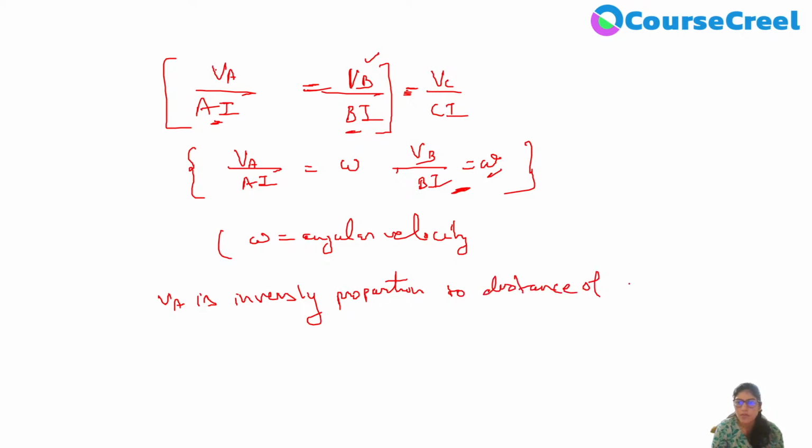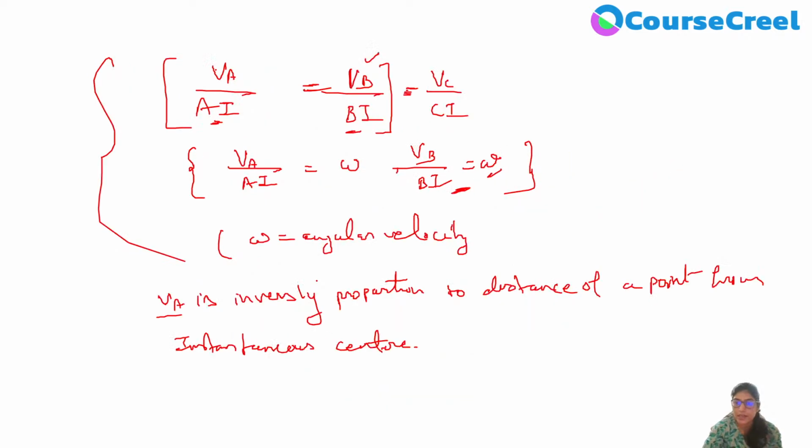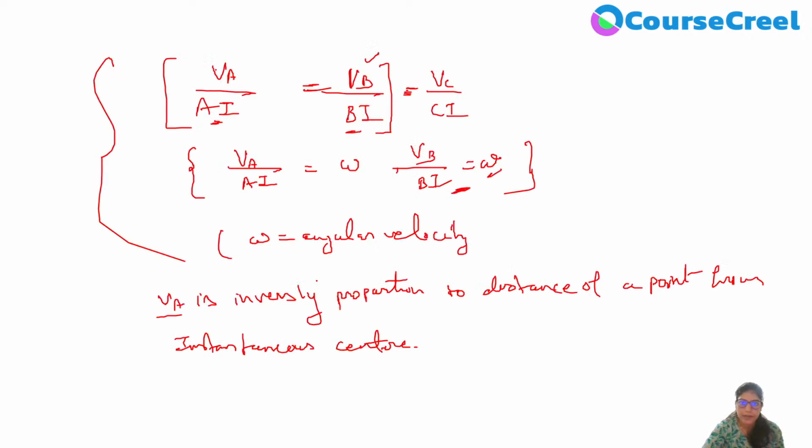Distance of a point from instantaneous center. So as per this equation, we can define that VA will be inversely proportional to the distance of the point from the instantaneous center. Similarly, VB will also be inversely proportional to the distance of the point from the instantaneous center. By this way, we can define the velocity at a point on a link with the help of the instantaneous center method. Here we can define a few properties of the instantaneous center.